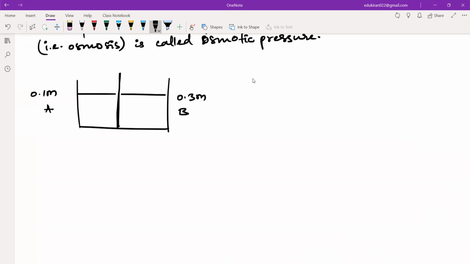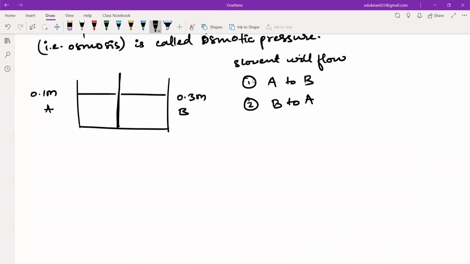Now you have to tell me: will the solvent flow from A to B, or B to A? Write in chat, 1 or 2. What do you think? A is 0.1 molar and B is 0.3 molar.